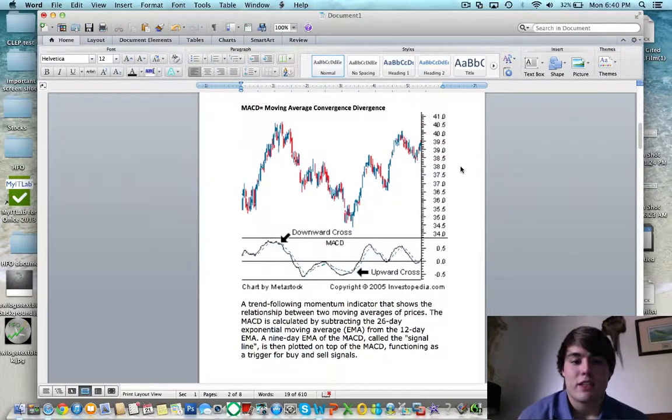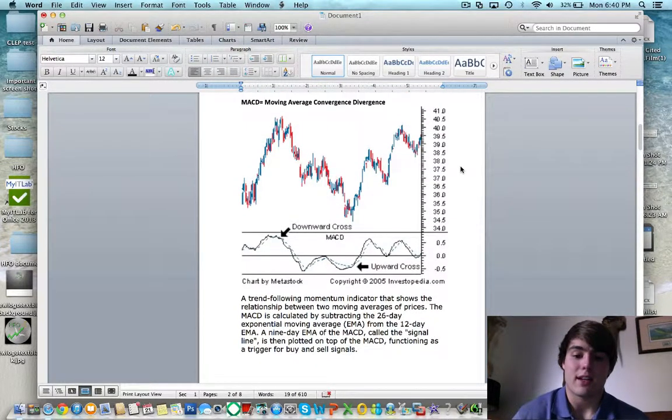So basically the MACD is showing you the momentum of the stock, and the dotted line is going to be the signal line. As you can see, there's going to be an upward trend when the solid black line crosses above the dotted line, and then when the black line falls below the dotted line, that's going to show you that it's probably going to go into a downtrend.